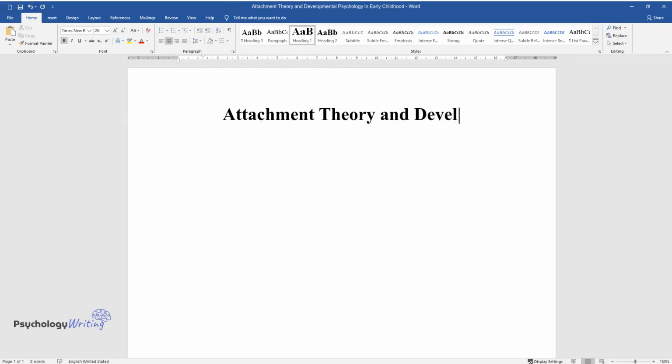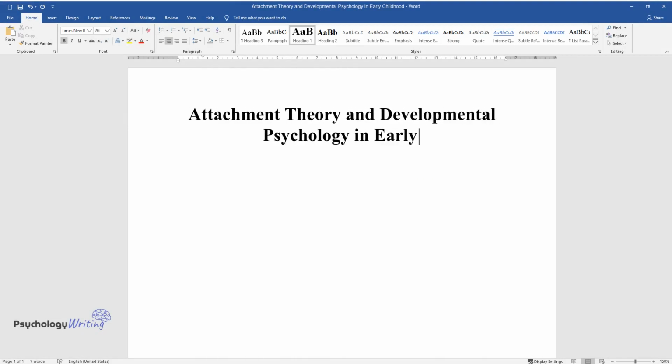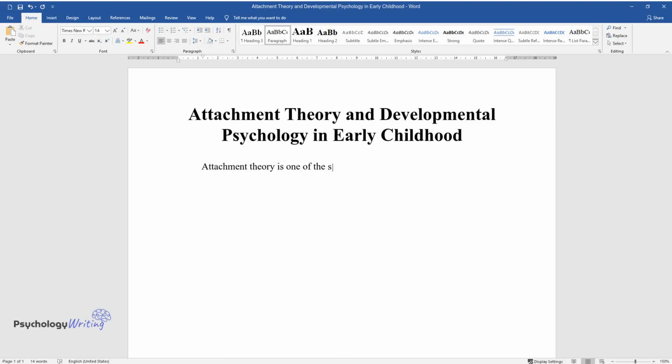Attachment theory and developmental psychology in early childhood. Attachment theory is one of the staples in psychology's understanding of the relationship development between people.